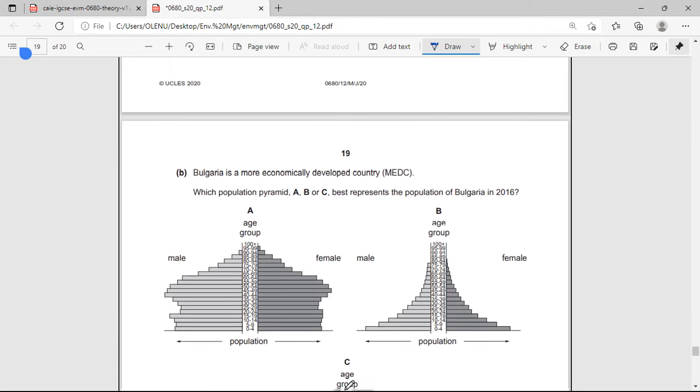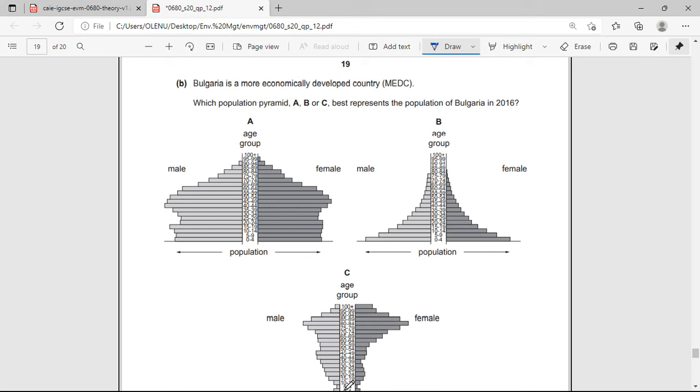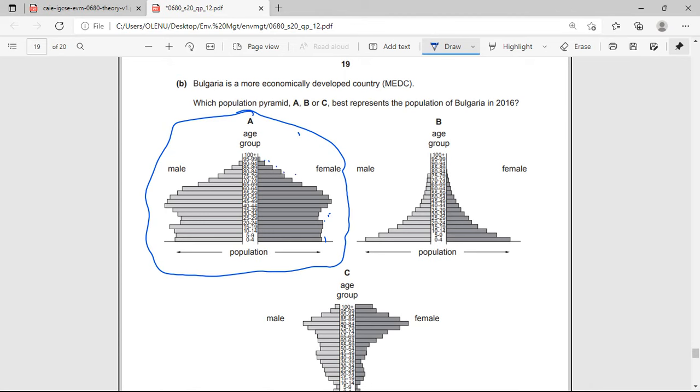Now, population pyramids. Bulgaria is a more economically developed country, so it's an MEDC. Now, which population pyramid, A, B or C, best represents that of Bulgaria? Simple, it is A, because at this point they have a low birth rate and high life expectancy.